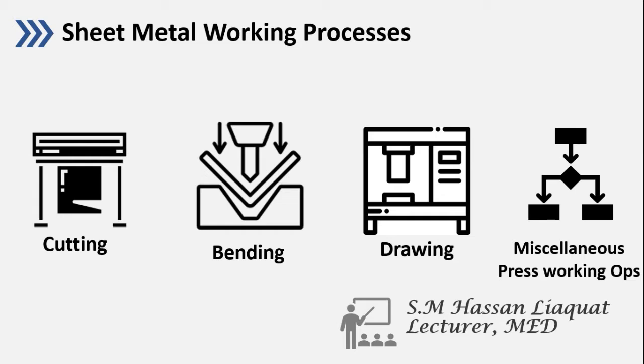Welcome to the third lecture of week 7. So in this week we were discussing chapter number 20, and that is sheet metal working. In the last lectures we had discussed the first type of sheet metal process, that is sheet metal cutting, which includes blanking and punching. Now in this lecture we are going to discuss the second type of sheet metal process, that is known as sheet metal bending.